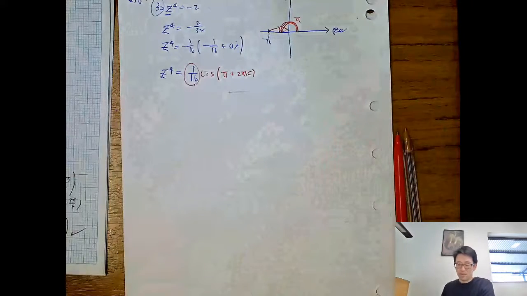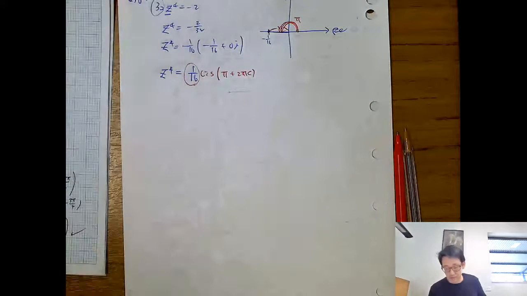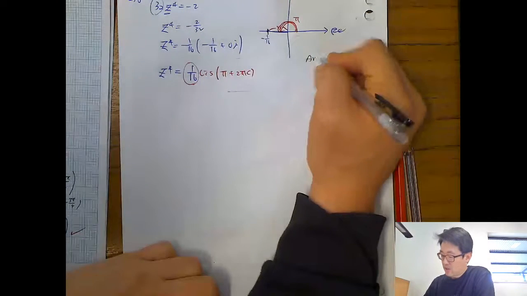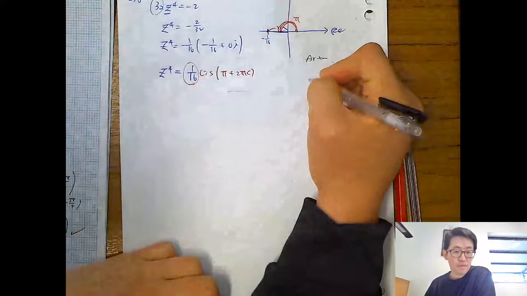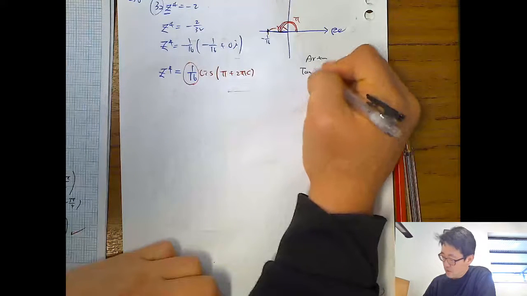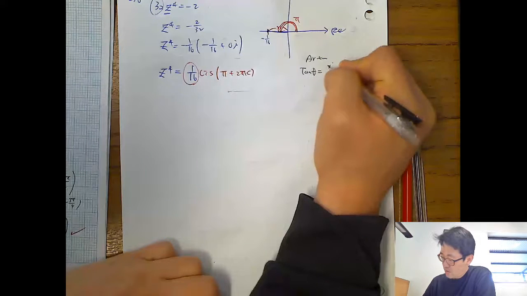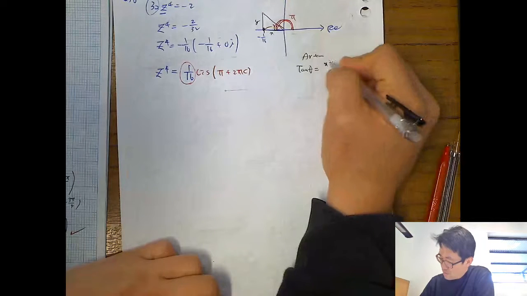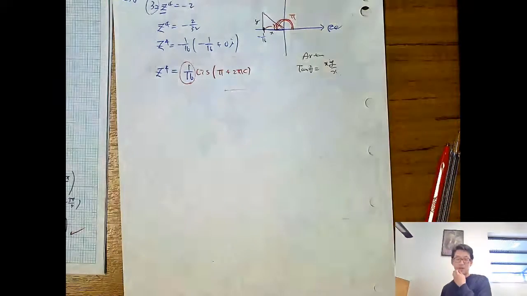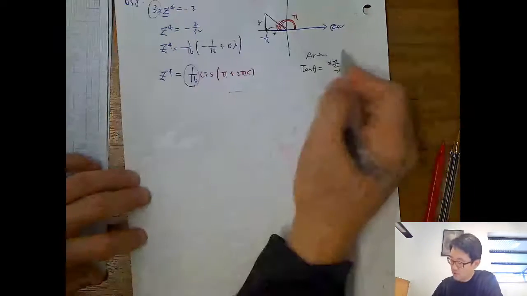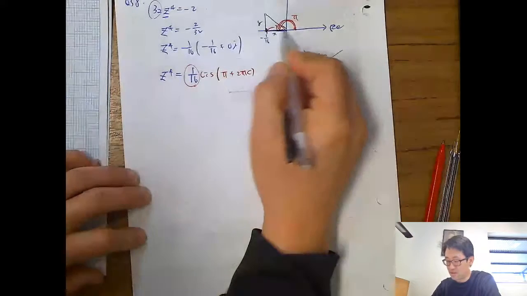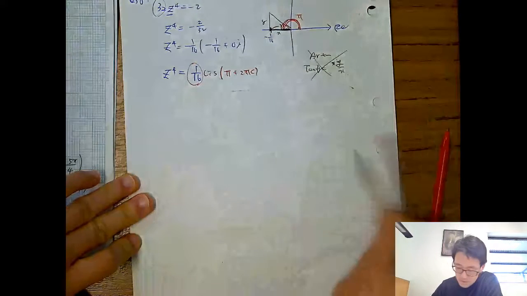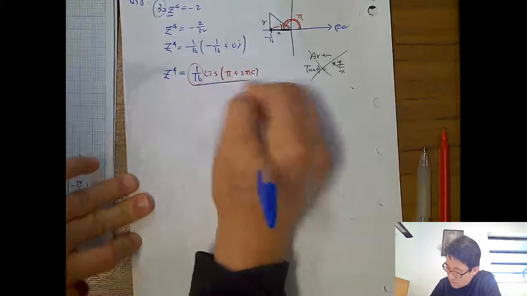Otherwise, yes, you can get the argument as well using arctan. Because tan theta equals, let's say if that was x and y, y over x, you can write that down as well. Not a big issue, but I don't have to do it in this case because I can see it. Yeah. And you get that?